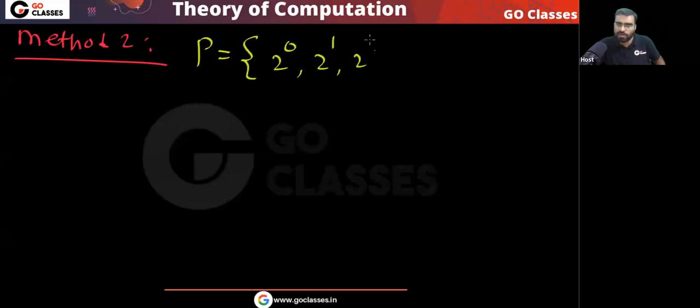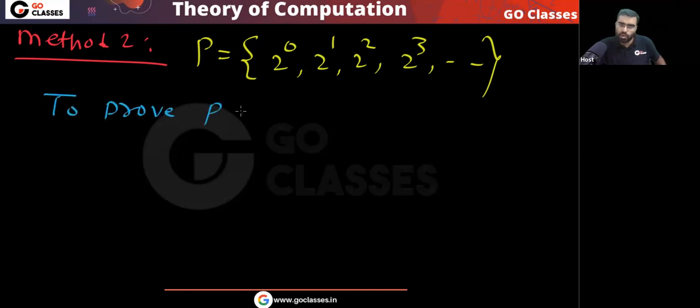Let's see method number 2. Your P is 2 power 0, 2 power 1, 2 power 2, 2 power 3. We can directly create a bijection, no problem. Let's create a bijection directly. What will I do now? If you want to prove P is countable, because P is already infinite.